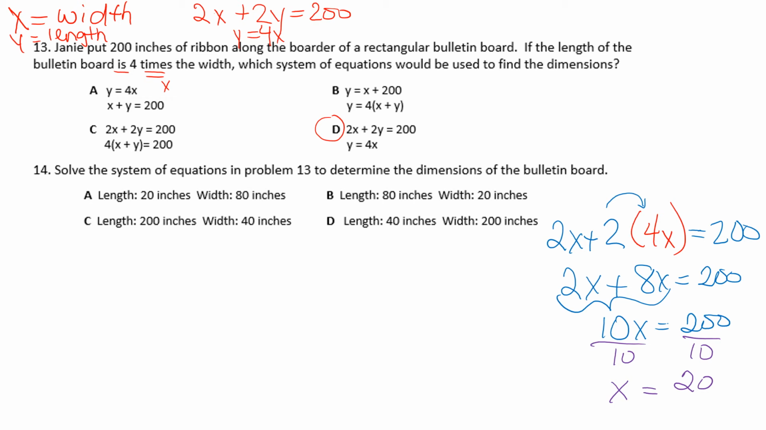Okay. Now we need to find out what y is. So the width is the x. That's going to be my 20. So to figure out my length, I'm going to use the y equals 4x equation. So y equals 4, and in place of the x, we're going to put in the 20. And then 4 times 20 is 80, which would be my length of 80. So I need to find one that says my length is 80 and my width is 20. So that would be B.